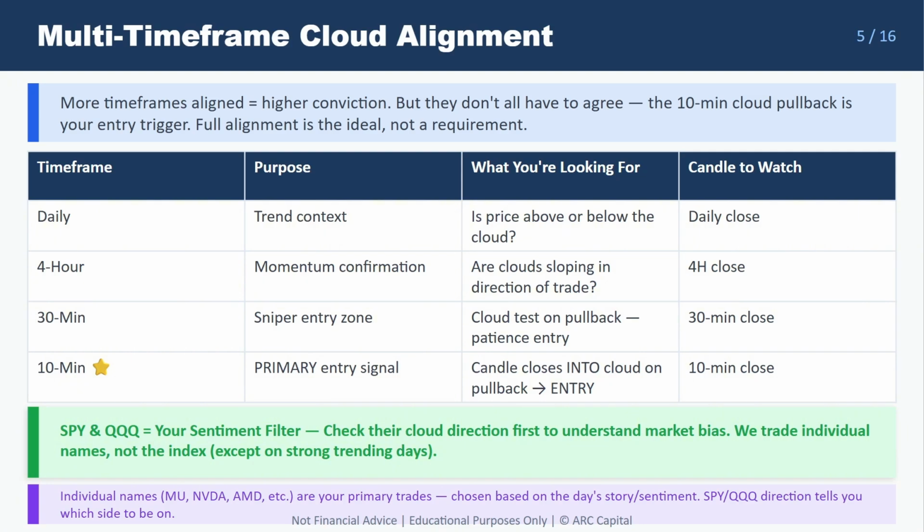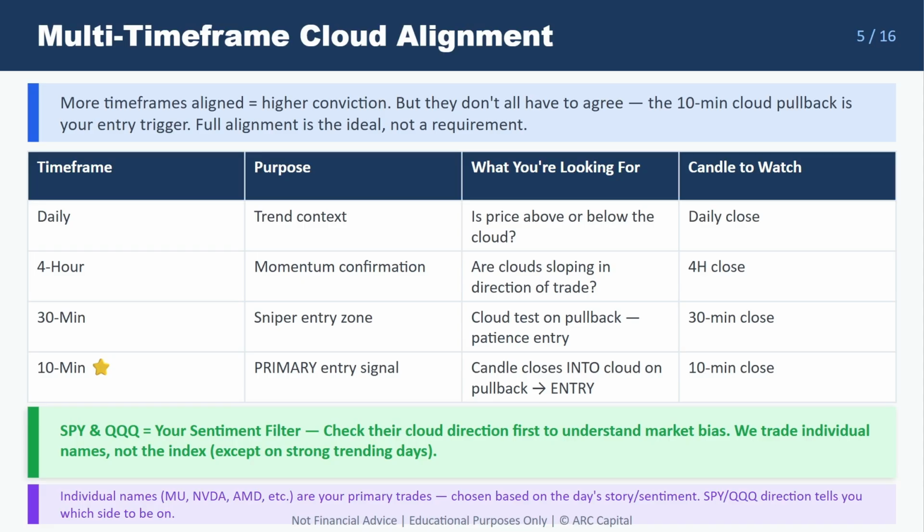Right? There will be times where maybe we're under the 4-hour cloud and we're starting to get that trend shift back to the upside on the 10 minute, let's say the 30 minute, the 1 hour, but not yet on the 4 hour, or maybe not on the daily yet. And we're anticipating that shift of trend, right? So it's not always required, but obviously the more time frames that you have aligned, the higher conviction you can have in your plays. Right?